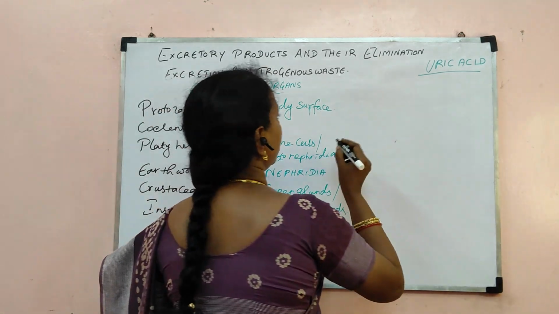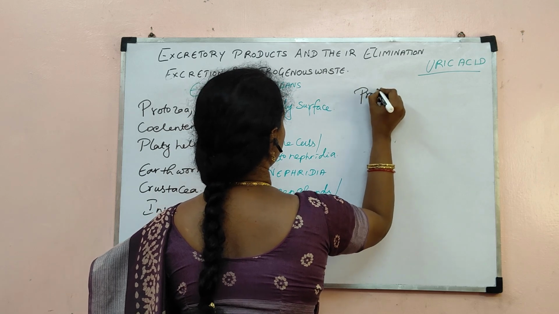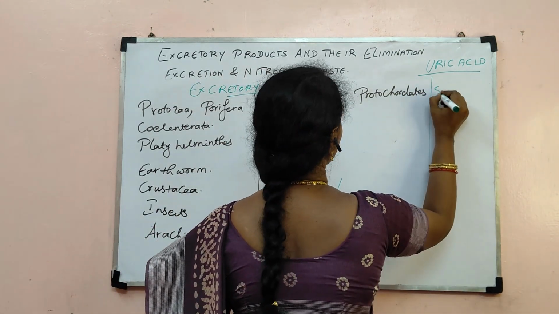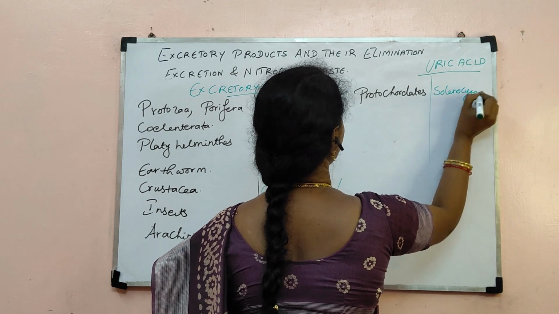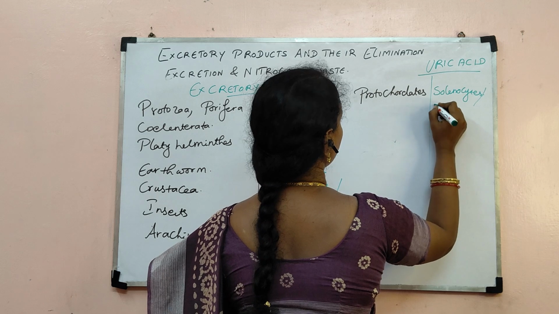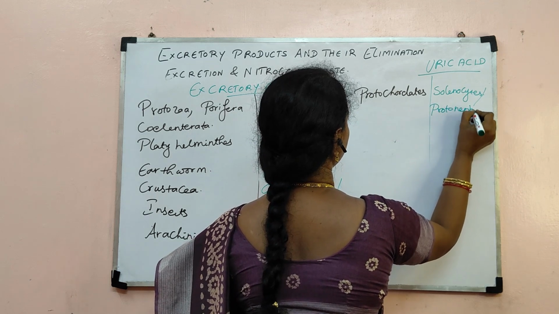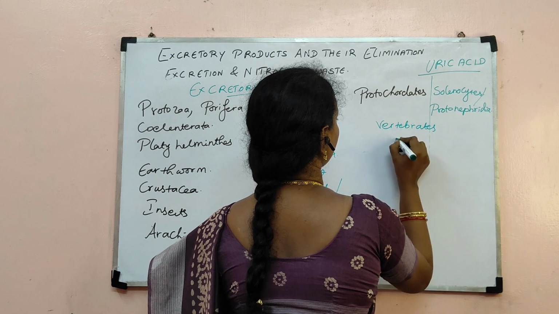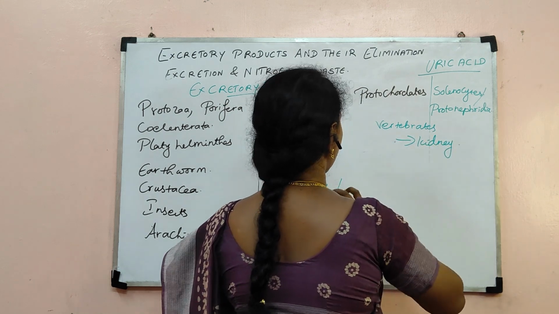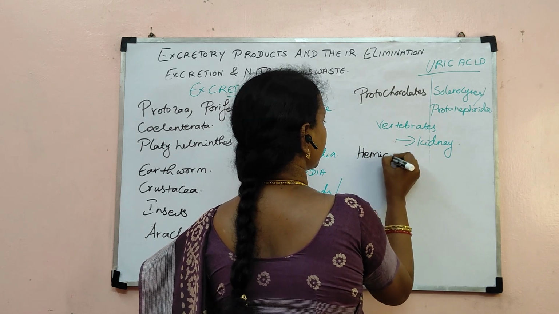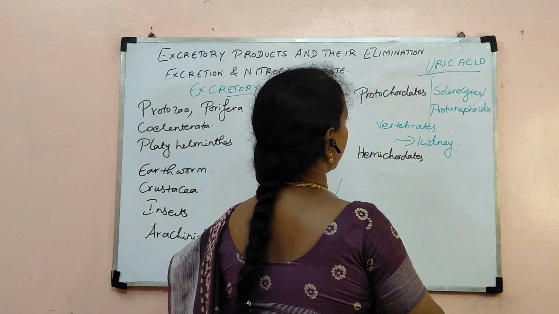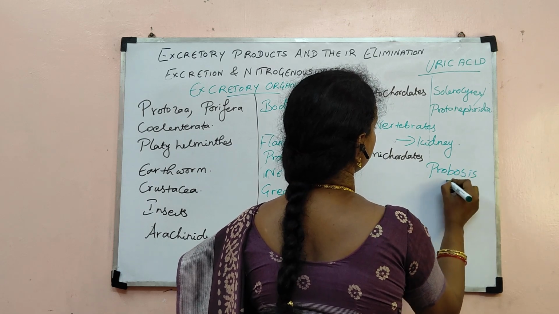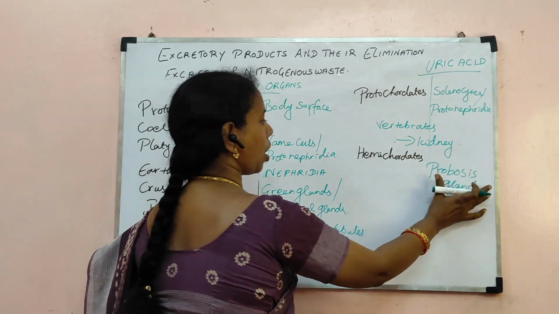Apart from that, if we see protochordates, they also have solenocytes, or we can say protonephridia. In case of vertebrates, we have kidney. And hemichordates have proboscis gland. So these are the excretory organs and organisms.